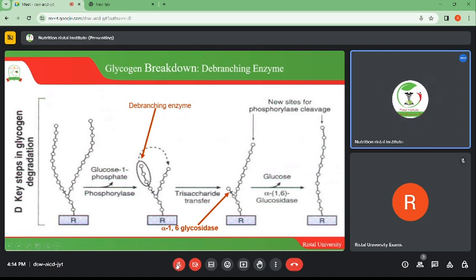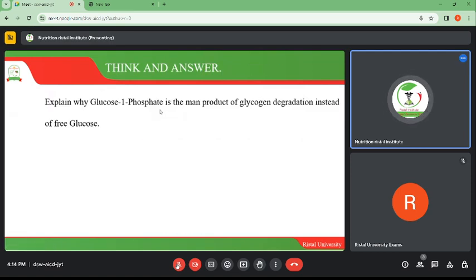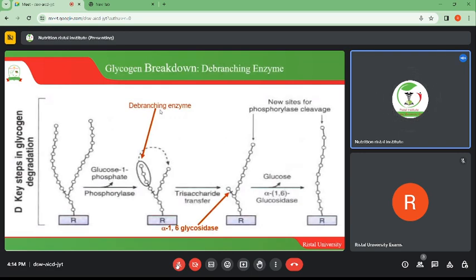So after breaking off this last branch chain here, we now have a straight chain that can be cleaved further by our phosphorylase enzyme until you have totally no glycogen in your body. So I think that's basically the process of breakdown.